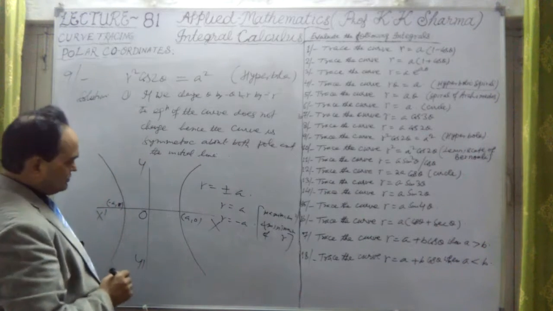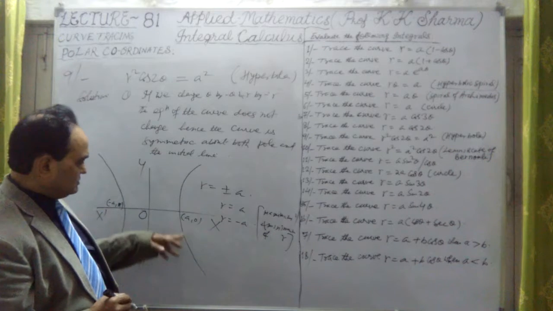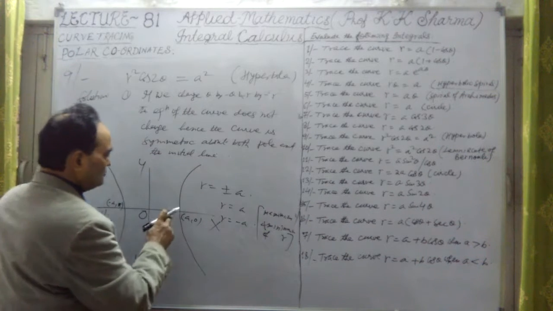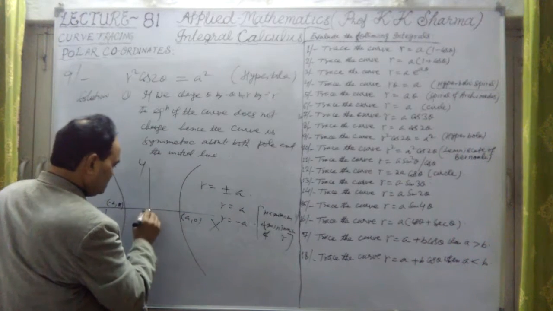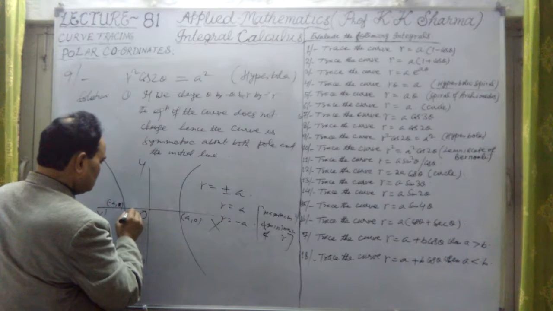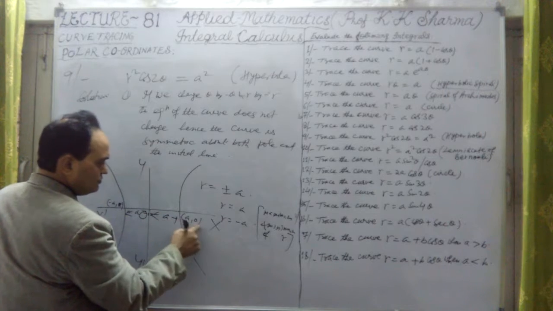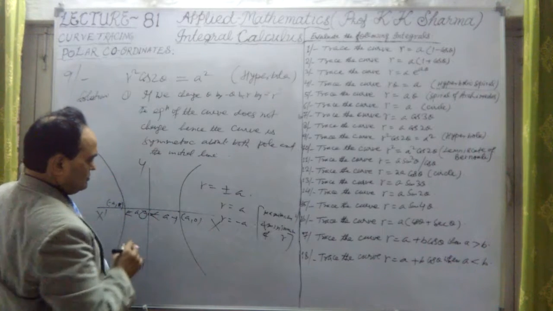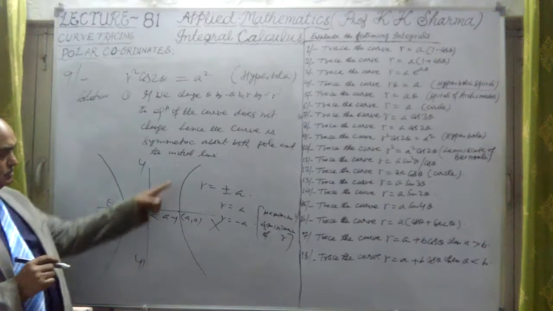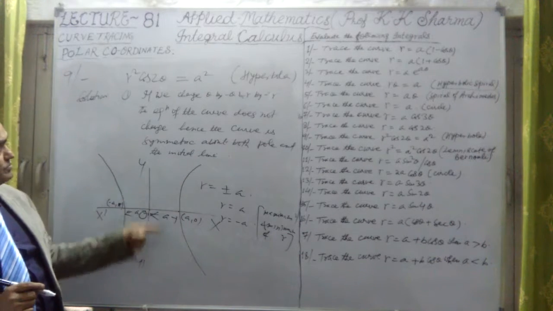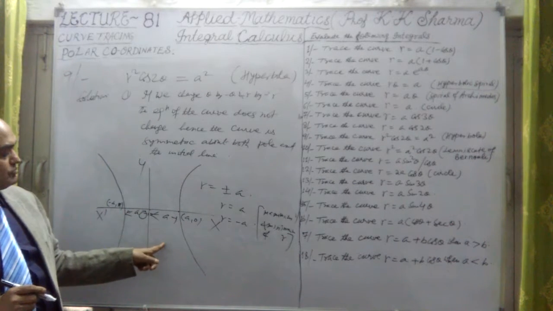In Cartesian coordinates, if I draw, then this is the hyperbolic equation. The distance is A to this and minus A to this distance. This is minus A, and this is A here. The (A, 0) point is this. This is the hyperbolic equation, so the tracing of this curve will be of this kind.